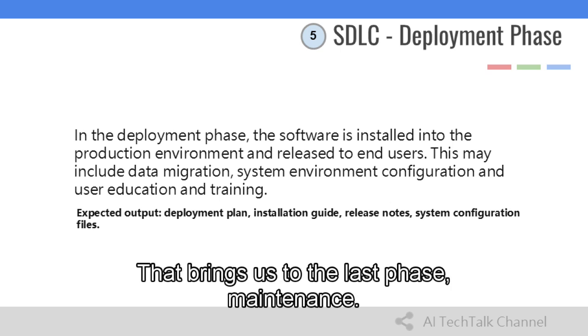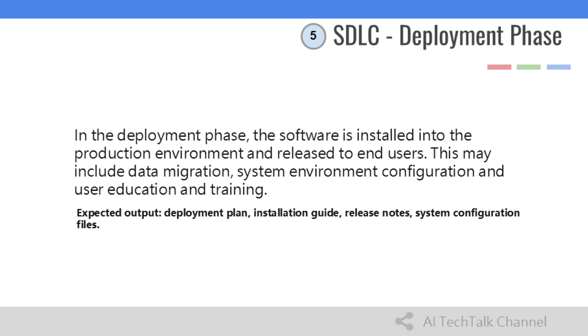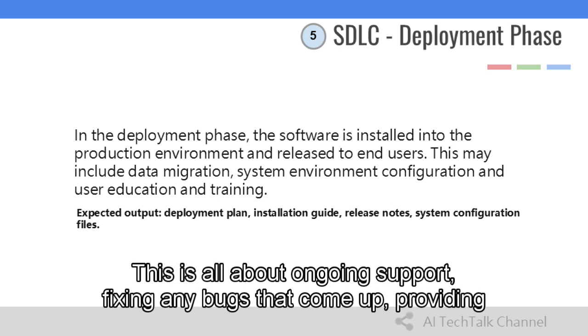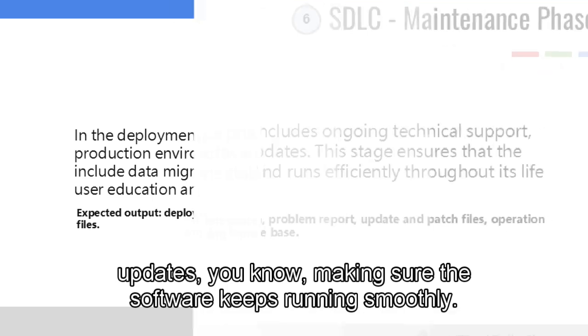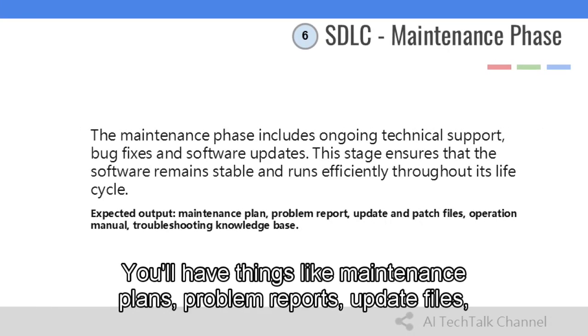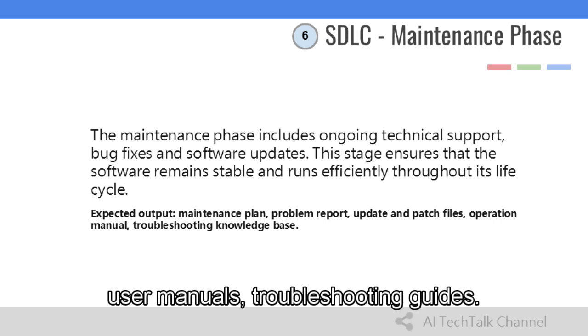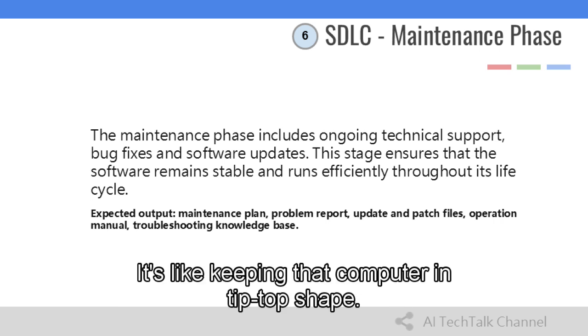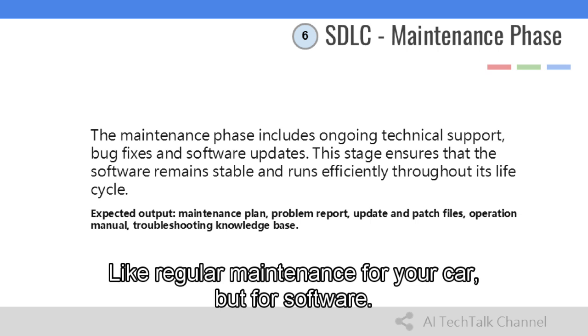That brings us to the last phase, maintenance. So it's not just set it and forget it. Not at all. This is all about ongoing support, fixing any bugs that come up, providing updates, making sure the software keeps running smoothly. You'll have things like maintenance plans, problem reports, update files, user manuals, troubleshooting guides. It's like keeping that computer in tip-top shape. Like regular maintenance for your car, but for software.